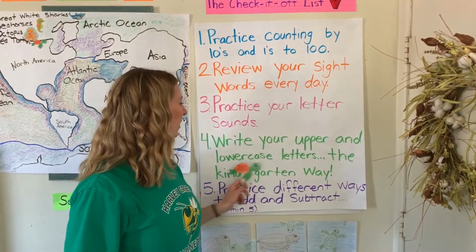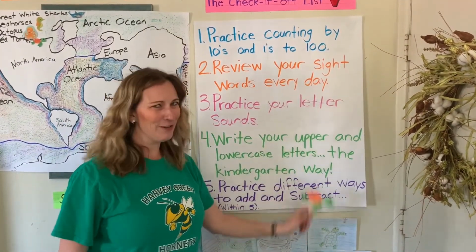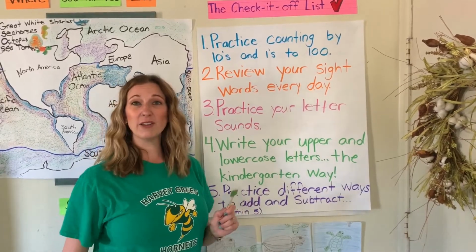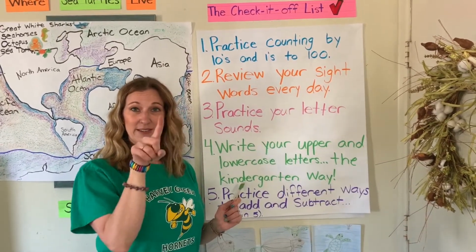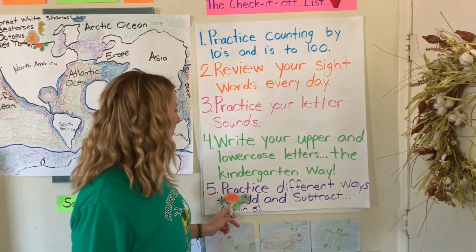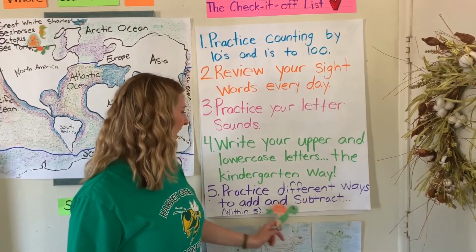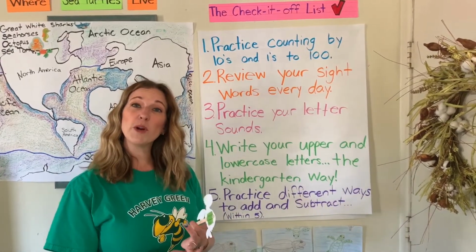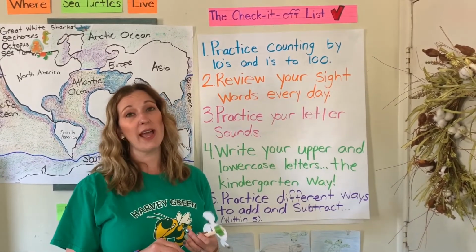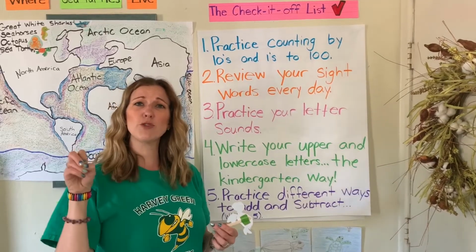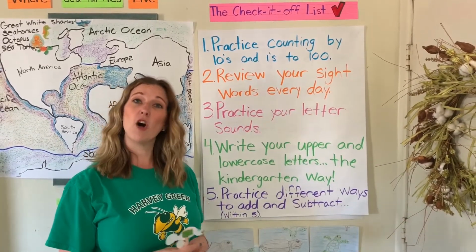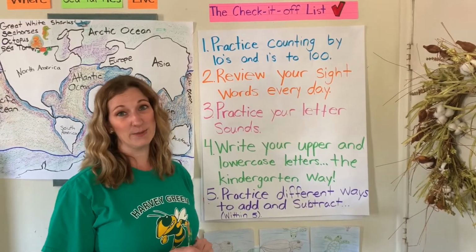Write your upper and lowercase letters the kindergarten way. So make sure you're practicing this. You're writing your letters in the right direction, okay? Number 5, practice different ways to add and subtract within 5. So we've been practicing our word problems, we use objects, we use tally marks, we use circle drawings, we use our brain to add and subtract. So keep practicing all those different ways to add and subtract.